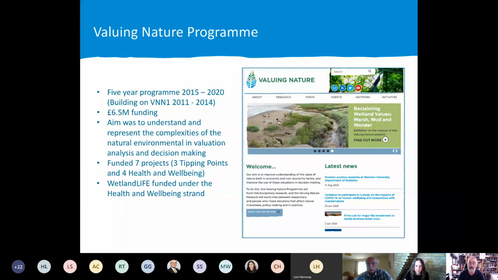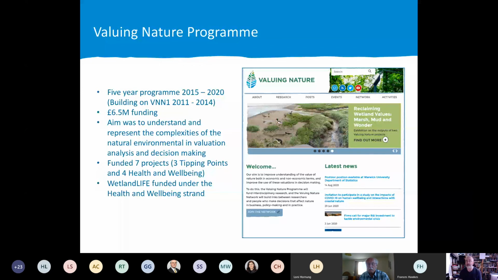And the general aim of the programme was to understand and represent the complexities of the natural environment in valuation analysis and decision making. And the programme funded 7 projects under 2 themes. One of those was a tipping points theme, and 3 projects were funded under that. And the other one was a health and well-being theme, and 4 projects were funded under that. And so the wetlandLIFE project was one of the 4 funded under the health and well-being strand.